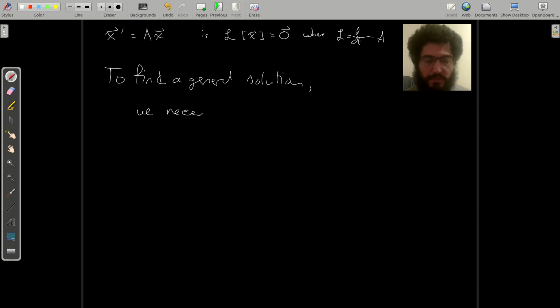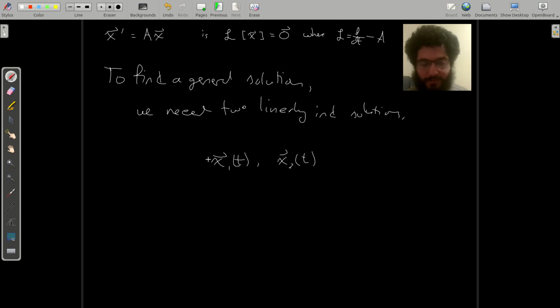what we want is 2, or n if this is an n by n system, but let's do everything with 2. We need two linearly independent solutions. So we're going to call those x1 of t and x2 of t. And remember, I'm writing x with a vector symbol, so that means each one is actually two functions. That's a total of 4 functions, right? Like x1, y1, and x2, y2. So we want these two linearly independent solutions, and then the general solution will be this.